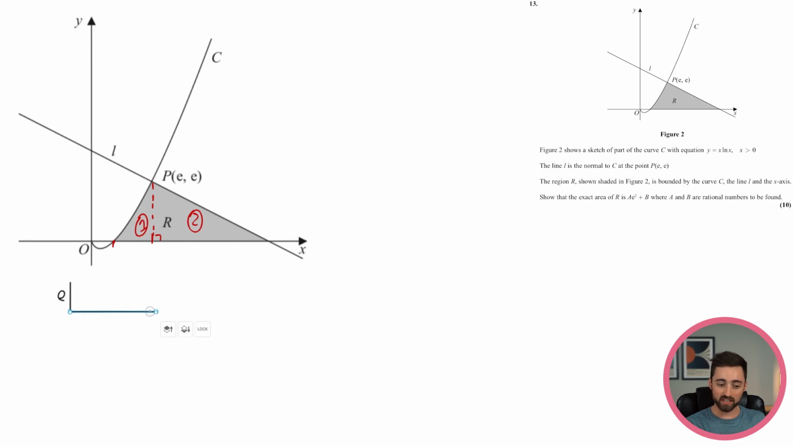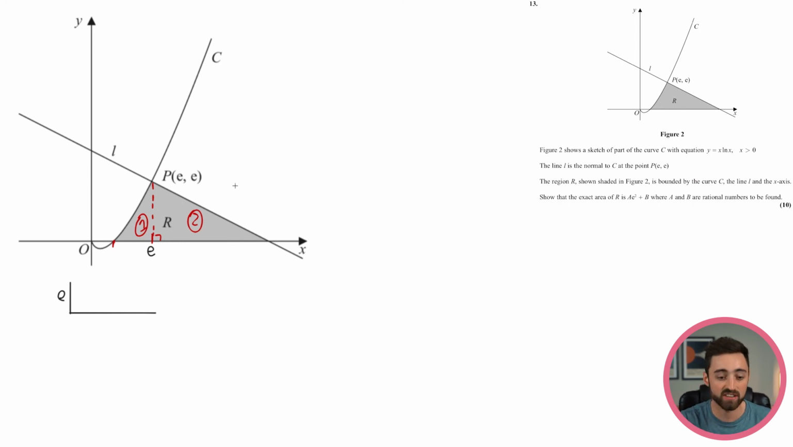So what am I going to need to get this base? Well, I know that the x coordinate of this point here is e. So if I get the x coordinate of where this normal meets the x-axis, I'll be able to work out the length of that. To find where the normal hits the x-axis, I'm probably going to need the equation of the normal. You're kind of seeing why we're going to need 10 marks for this. Because to get the equation of the normal, I'm going to need to differentiate this curve to get its gradient. And then I'm going to need to do loads of other stuff. But let's start with that, okay?